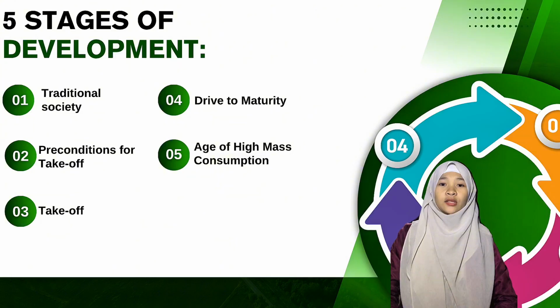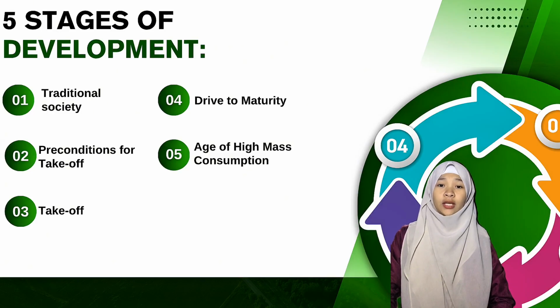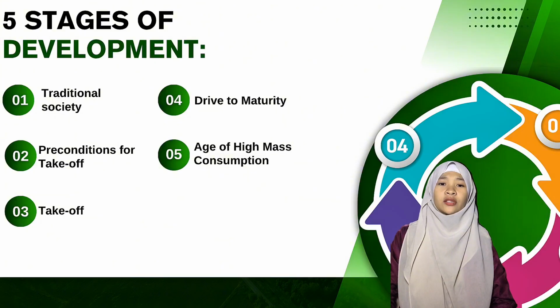So the final stage is the age of high mass consumption. In this stage, people enjoy high incomes and can buy more goods and services than they actually need. Countries in this stage have advanced economies, many industries, and extra wealth that can be used for social welfare programs and public services. Rostow believed countries like the United States reached this stage in the 1920s, while countries in Western Europe and Japan reached it in the 1950s.